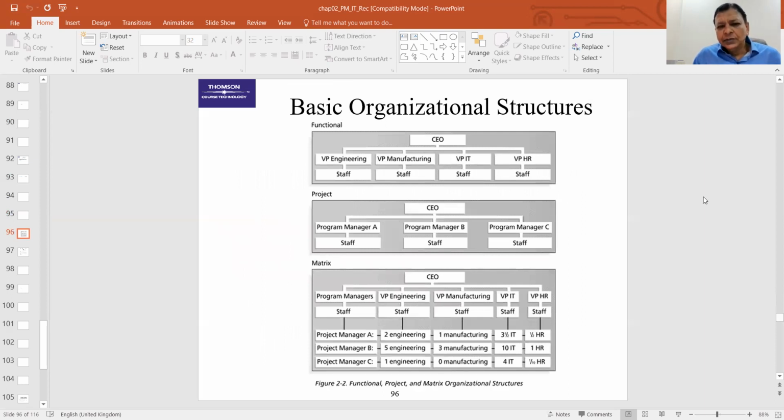As you can see in the diagram, in the functional structure, we have the chief executive, then vice presidents, like in King Abdulaziz University, and then the staff: vice president engineering, vice president manufacturing, vice president IT, vice president HR. Then in the project-based structure, you have the chief executive, then program managers A, B, C, and their staff. In the matrix-based structure, we have the chief executive, then program manager, then vice presidents of engineering, manufacturing, IT. Under the program manager you have staff, then project managers A, B, C, and the vice president of engineering has 2 engineers, 5 engineers, and so on.